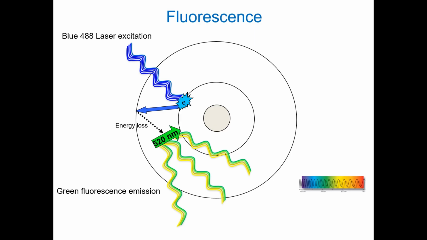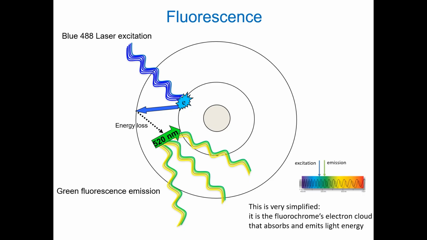On this rainbow scale of light wavelengths, we can see that the excitation wavelength at 488 is shorter but higher energy than the longer emission wavelength with lower energy. The difference in energy between excitation and emission wavelengths is called the Stokes shift. This is very simplified. It's the fluorochrome's electron cloud that absorbs and emits energy.